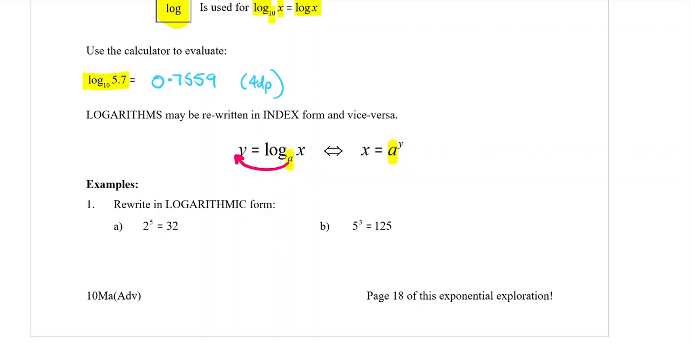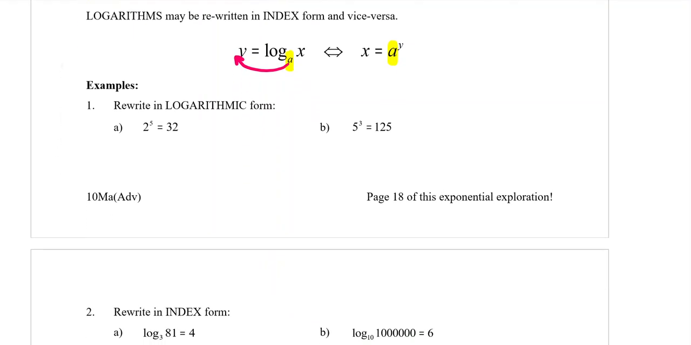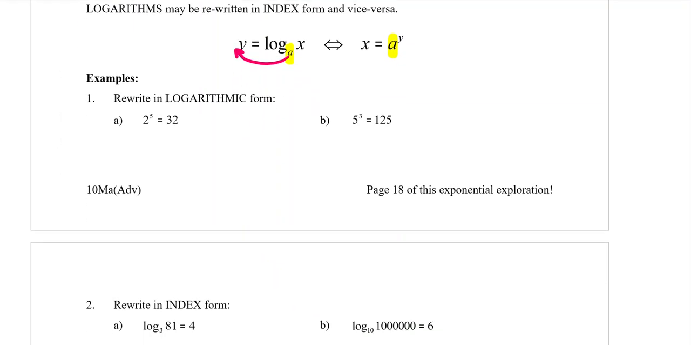Okay, so let me try to show you how to use that in example number 1. It says to rewrite this in logarithmic form. So the 2 is the base of the 5. So the 5 is going to stay where it is, and we slide the 2 across to the other side to become log base 2 of 32. And that's it. That's what you call a sliding base.